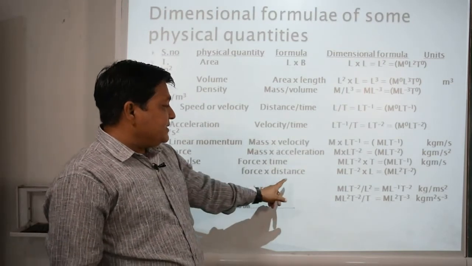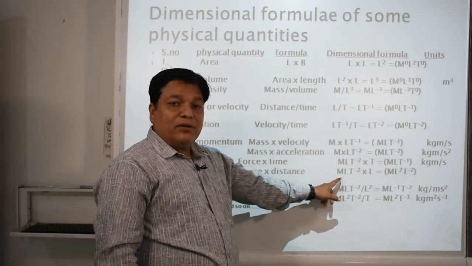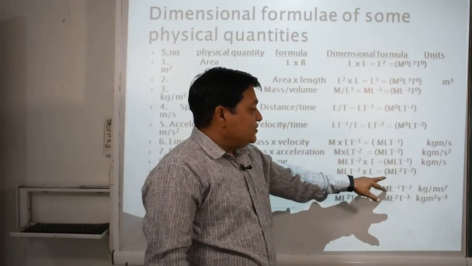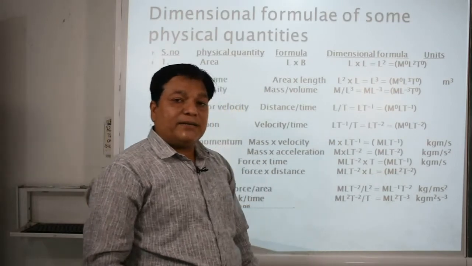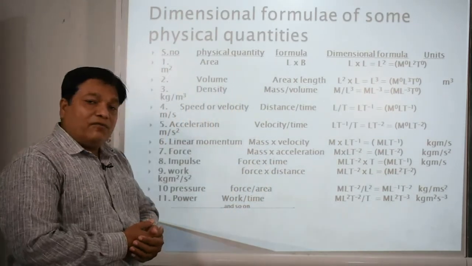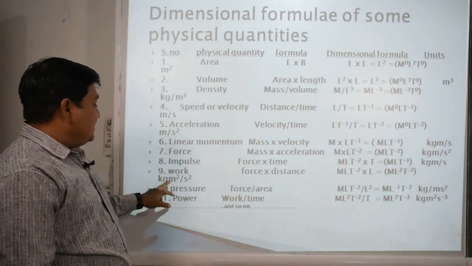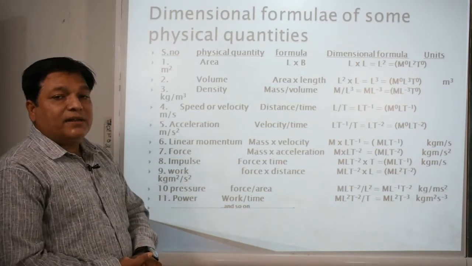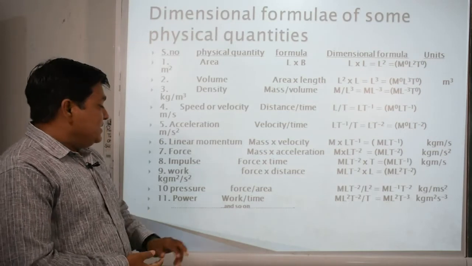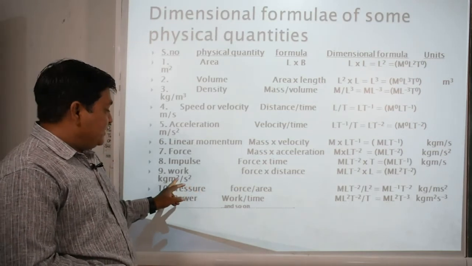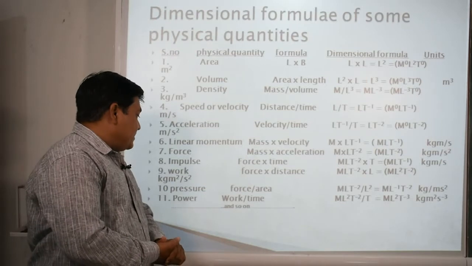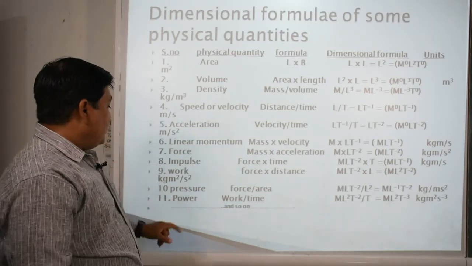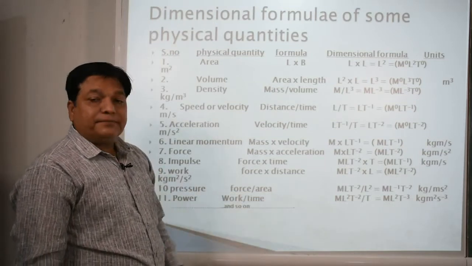Work is force into distance. The force formula we know, M L T to the power minus 2. For distance we use L here, so M L square T to the power minus 2 will be the dimensional formula of work, and its unit will be kg meter square per second square. In this way we find out the dimensional formula. These are general units; we can also take the unit of work as joule and the unit of force as Newton.